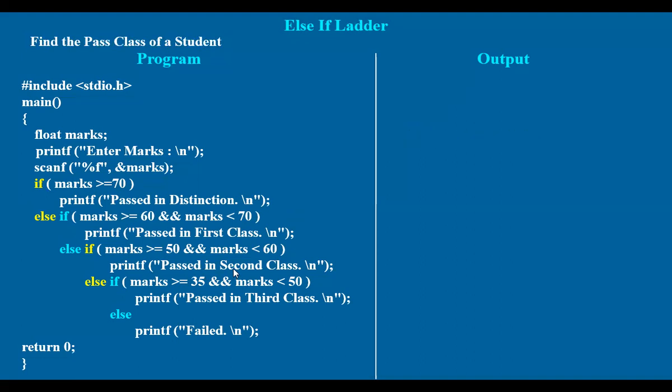Fine. Another one. Enter marks 47.7. That means all the three conditions 1, 2, 3 have failed. This is satisfied, greater than or equal to 35 and less than 50. So passed in third class. Suppose he has got 34.1. 1, 2, 3, 4. All the 4 conditions have failed. It comes here, failed. So it shows the final default statement here. Like this, the else if ladder works.